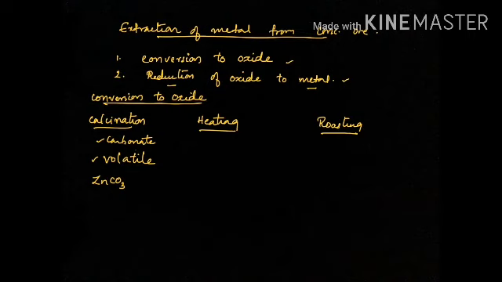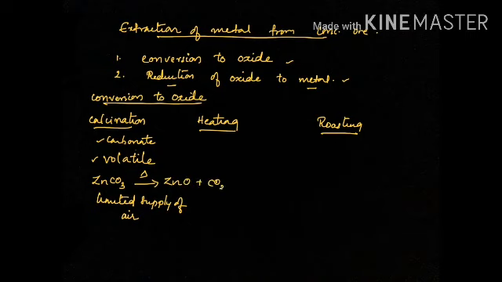So this can undergo heating. We represent heating as a delta. How are we heating it? With a limited supply of air. When we heat it with a limited supply of air, ZnCO3 will decompose to form zinc oxide and carbon dioxide. So we got zinc in the form of oxide, right?